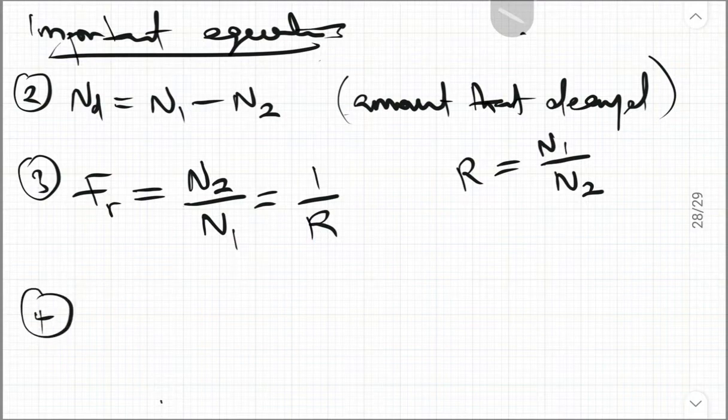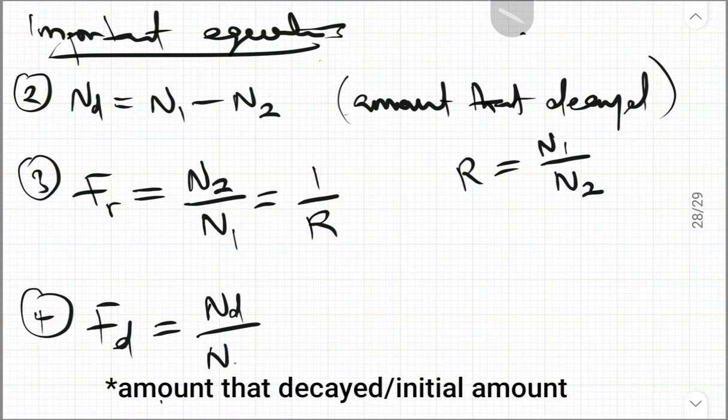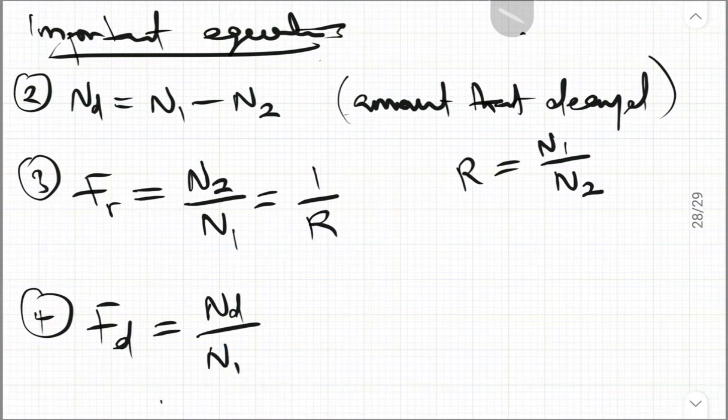Then the fourth formula will be the fraction that decayed, which is the amount that decayed over the amount that is remaining. So we have N decayed over N remaining, right? Okay, so take note of this formula. Now in the next video, we're going to be exploring and solving examples using these formulas.